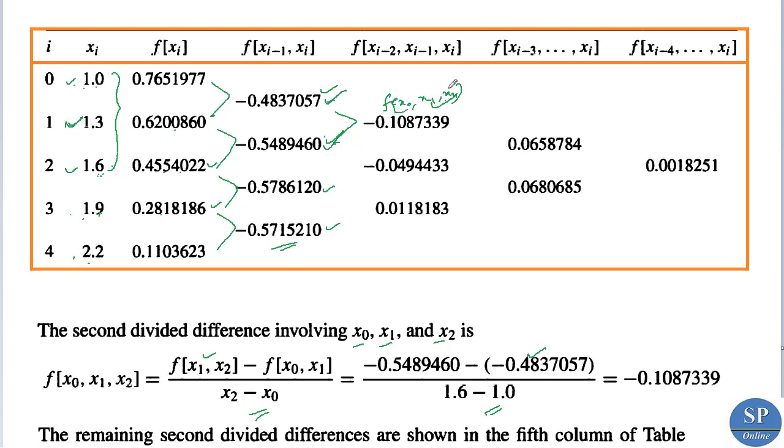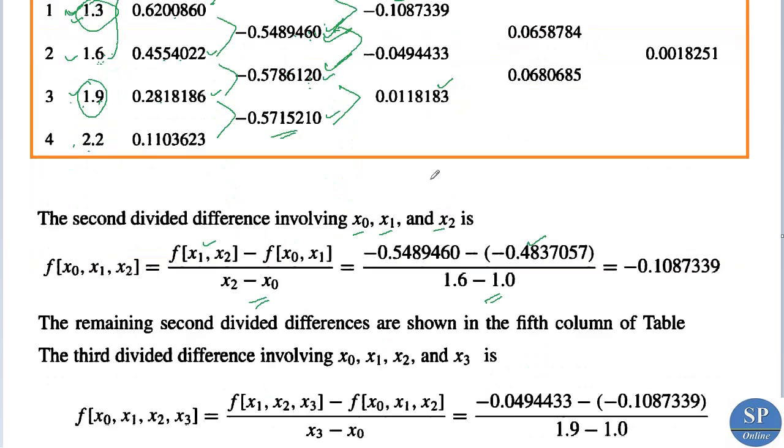Okay, this is f of x0 x1 x2, and by using these two, that means 1.3 and 1.9, that is the second divided difference involving x1, x2 and x3. It is obtained by using these: this minus this divided by 1.9 minus 1.3, and you will get this. You can also verify this. And the second divided difference using 1.6, 1.9 and 2.2, that is x2, x3, x4, is obtained as this. You can just verify this.